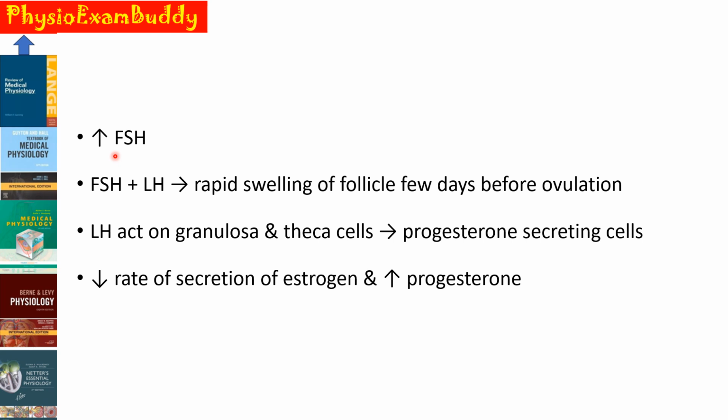Whenever there is an increase in the FSH during the follicular phase, the FSH plus LH will cause a rapid swelling of the follicle a few days before ovulation. LH also acts on the granulosa and the theca cells, and it will convert these cells into progesterone secreting cells. So there will be a decrease in the rate of secretion of the estrogen from the granulosa and theca cells. Instead, they become progesterone secreting cells, thereby increasing the progesterone level.